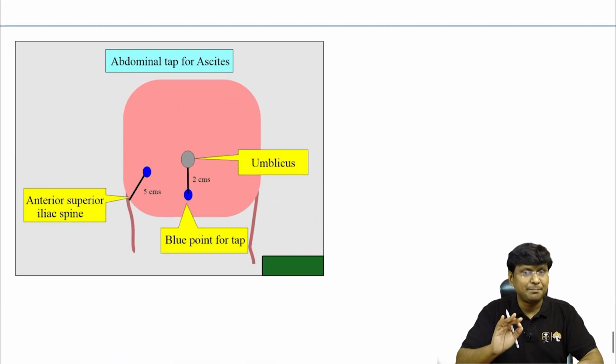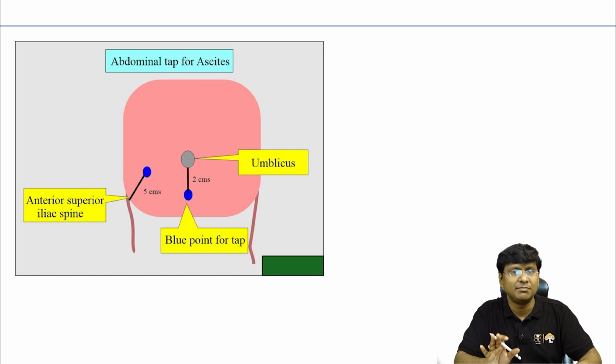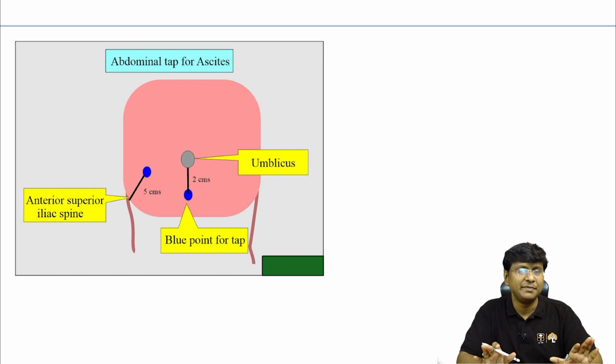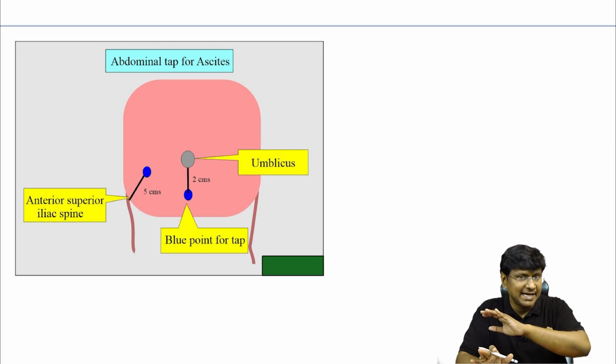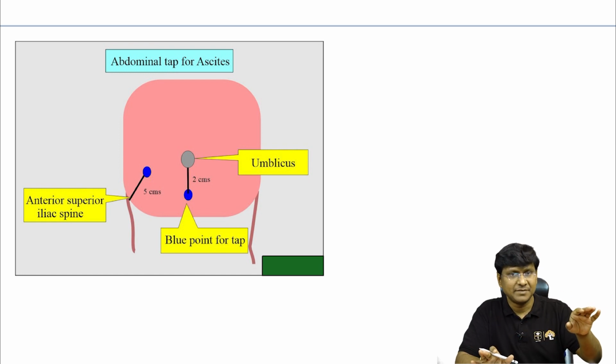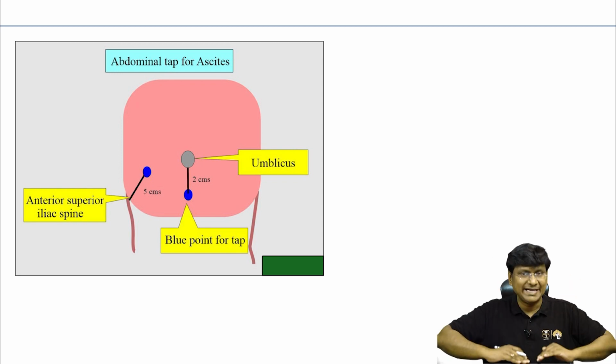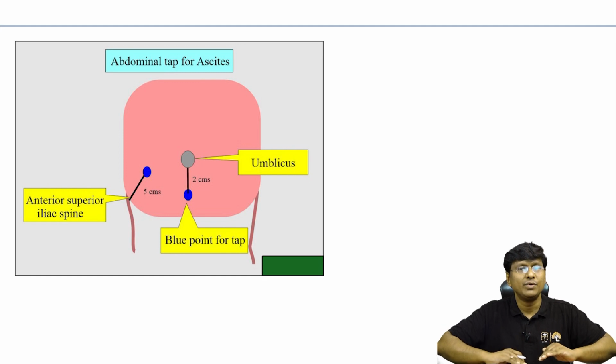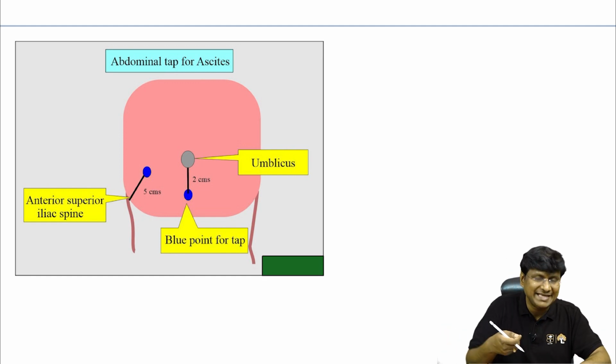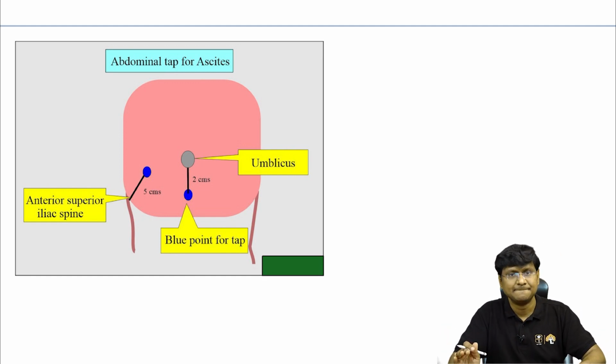Right. What are the preferable sites for doing abdominal paracentesis? First of all, what should be the position of the individual? Either a completely supine position, with the head end slightly elevated, so that the fluid tends to move down into the flanks and you can easily tap and take out the fluid.